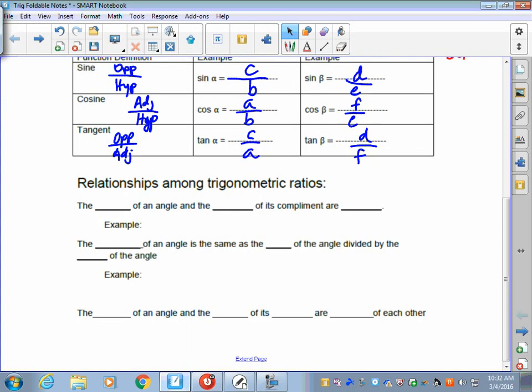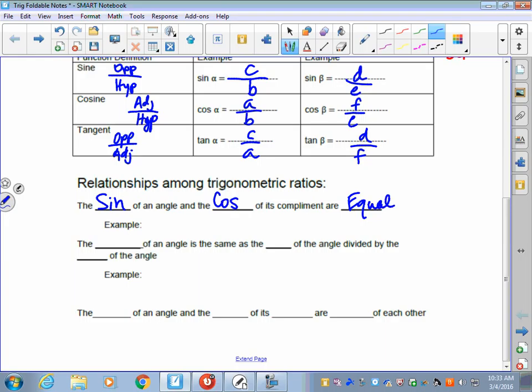Is that just telling you that it's half of the value? It's the ratio. All right, so the sine, and if I abbreviate sine, that's S-I-N, sin. The sine of an angle and the cosine, cos, of its complement are equal. So basically if I do sine of 30, that was 0.5, and then when I do cosine of 60, that was also 0.5. They're complements of each other because 30 plus 60 equals 90.